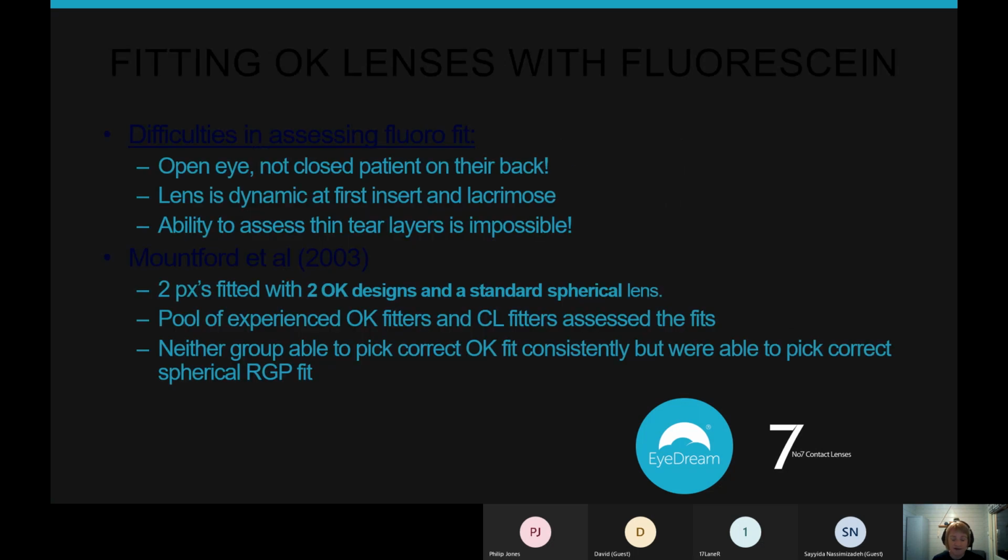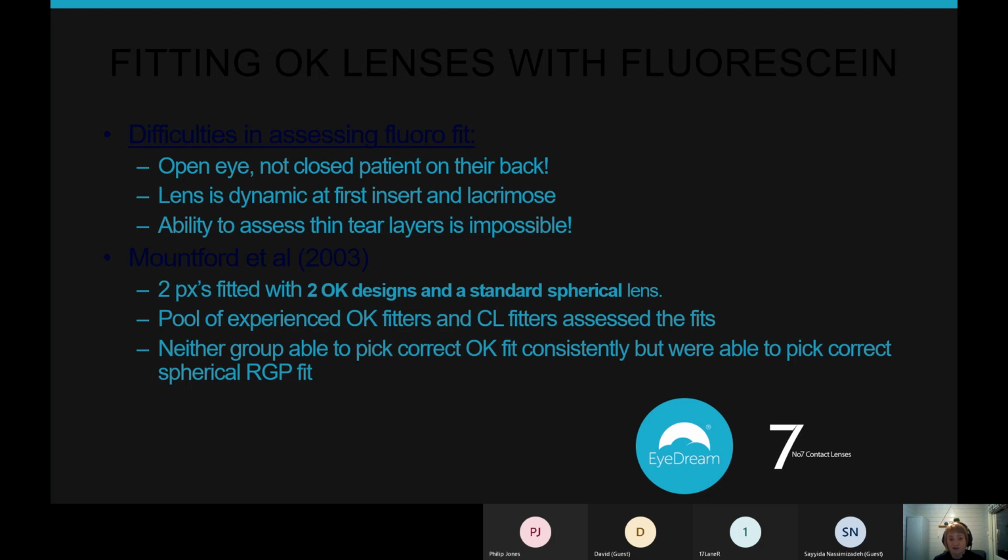Fluorescein has a number of issues associated with it. Partly we're looking at it in an open eye, not a closed eye, so it's an unnatural situation to be looking at the lens in, and you can't get around that. The lens tends to be dynamic, so it's not like those still images we just saw. It is moving with blink, and the patient's eyes are watering, and fluorescein might be disappearing really quite quickly. And so therefore we're not going to get an accurate assessment. But really, the thing that lets us off the hook is that actually we cannot be accurate enough with fluorescein to get a good fit.